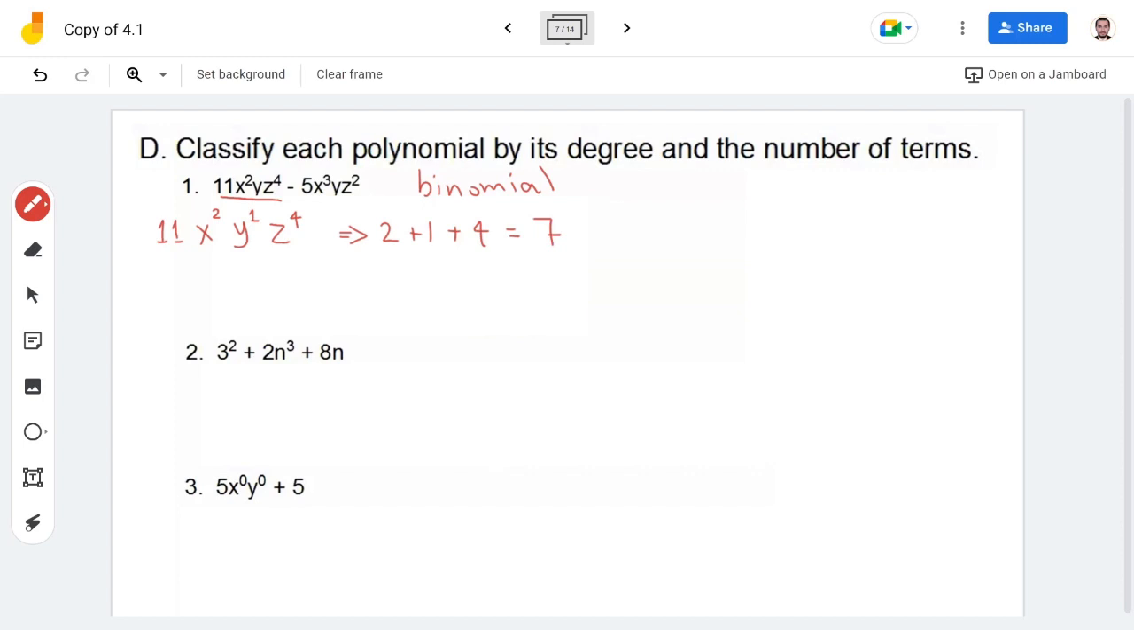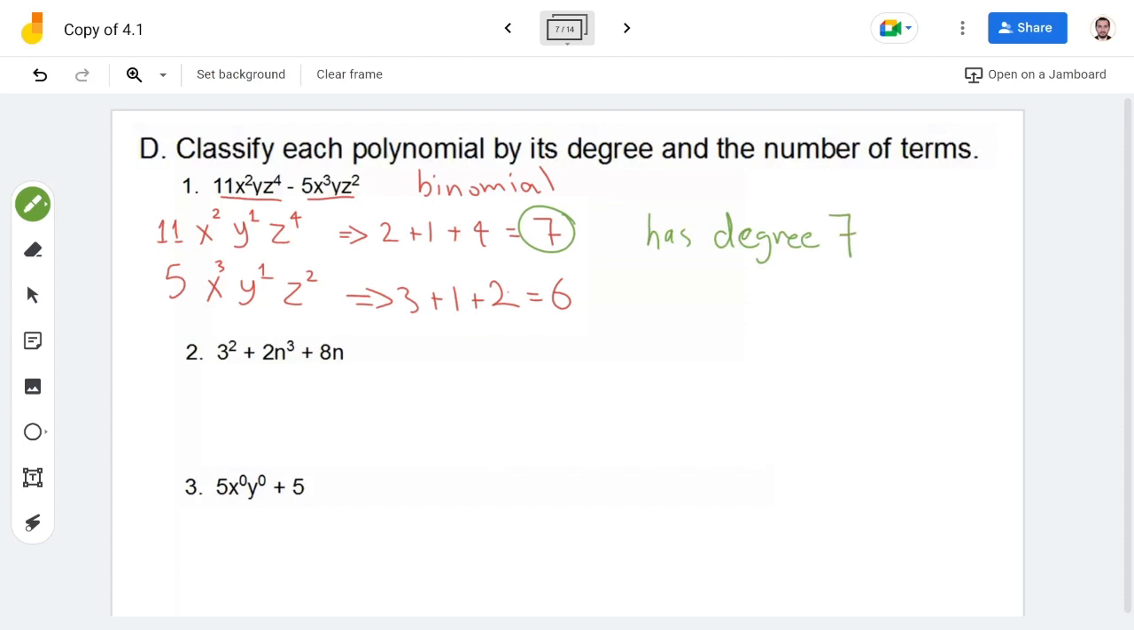2 plus 1 plus 4 is equal to what? 7. Then the second part, 5, x to the power of 3, y to the power of 1, z to the power of 2. So 3 plus 1 plus 2 is equal to 6. So now what is the highest degree? It's 7. So as you can see here, this polynomial has degree 7.